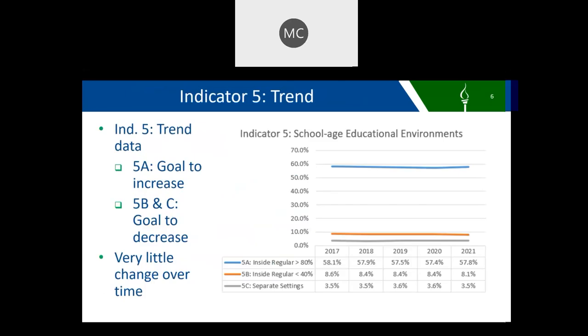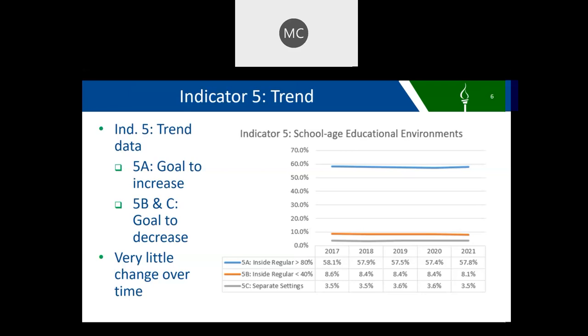This chart shows the percent of students in the 3 areas for Indicator 5 for the past 5 years. The blue line shows that about 57 to 58% of students with disabilities are inside the regular class 80% or more of the day. These students are spending most or all of their day in the regular classroom.